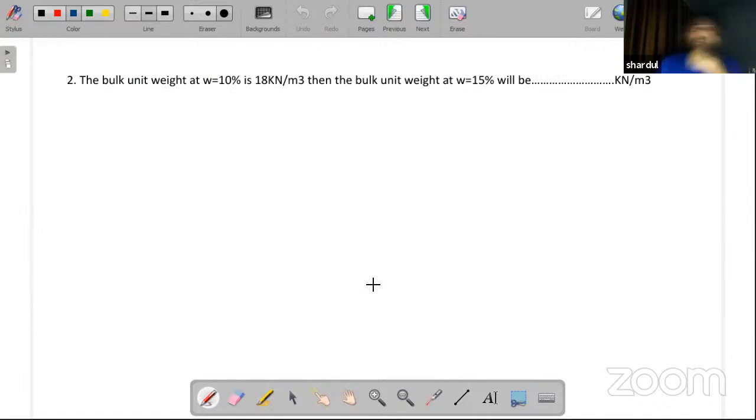The bulk unit weight at a water content of 10% is 18 kilonewton per meter cube. Then the bulk unit weight at a water content of 15% will be. In this question, you have to assume that the void ratio of the soil is constant.